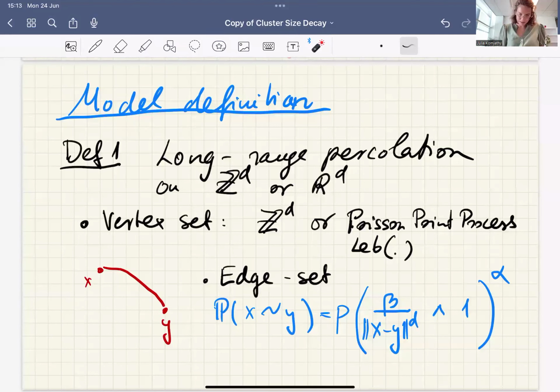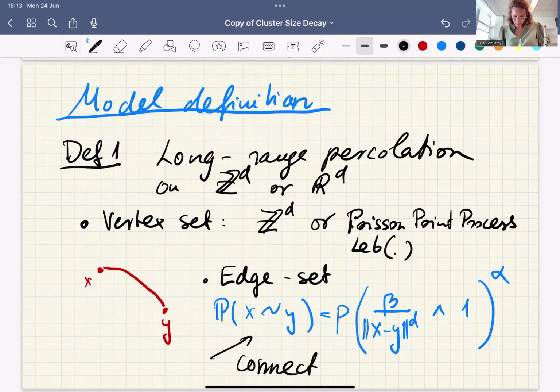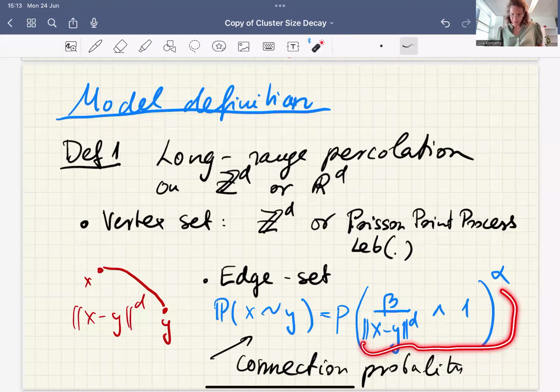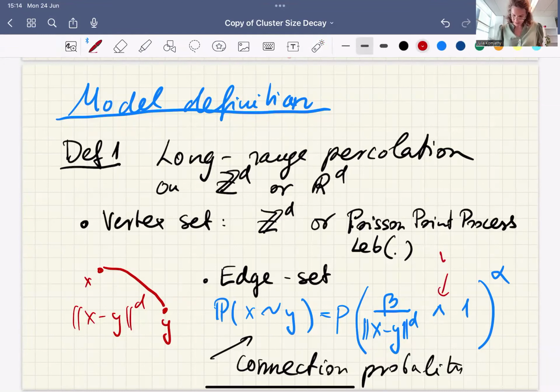So what is the connection probability? I connect two vertices with this formula: you take the Euclidean distance, norm of x minus y, raise it to some power d, and the connection probability decays with this distance. The farther you are, the less likely that two vertices will be connected, but it's never zero. The exact connection probability is p times beta over |x-y|^d. This ratio can be larger than one, and then you have to chop it off, so you take the minimum. And then you raise it to a power alpha, which will be crucial.